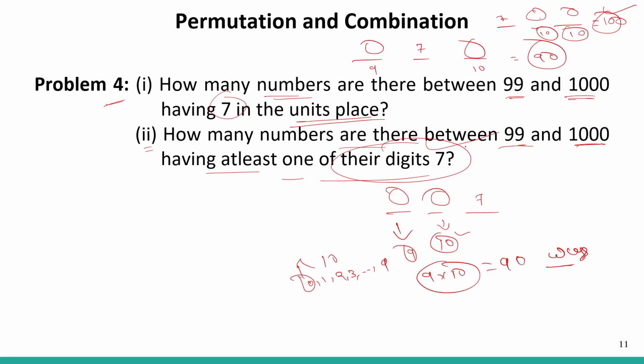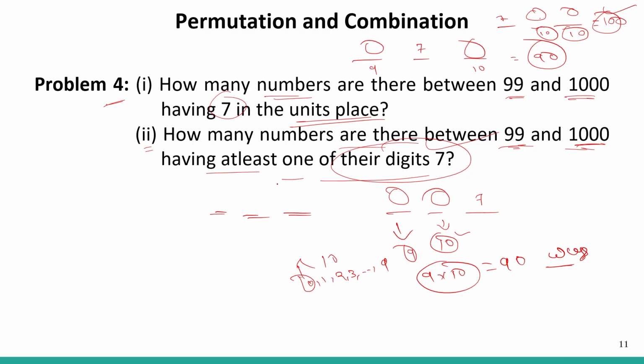How many numbers are there between 99 and 1000 having at least one of their digits 7? Okay, so now the question becomes a little bit trickier, but it is not really that tricky. You must be wondering that up to this we haven't used permutation or combination. This is the question where we will be using those concepts. Again, between 99 and 1000 all you have is a 3-digit number, so you have a 100th place, a 10th place, and a unit place. What we want is at least one of the digits as 7.